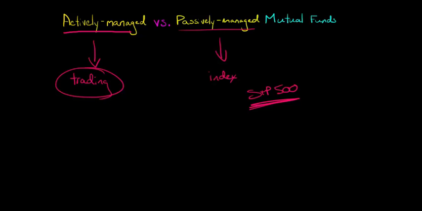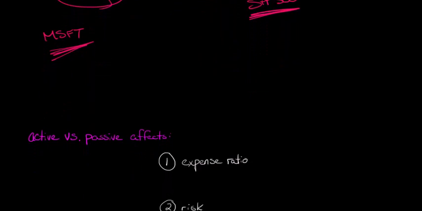If they actively manage, let's say that the manager decides, oh, you know what? I think that Microsoft is going to have a bad earnings announcement. I think we should ditch Microsoft stock. So they go and they sell Microsoft. So there's trading going on in the actively managed portfolio, whereas with the passively managed portfolio or mutual fund, they're basically tracking an index or something. There's not a lot of stock trading going on.